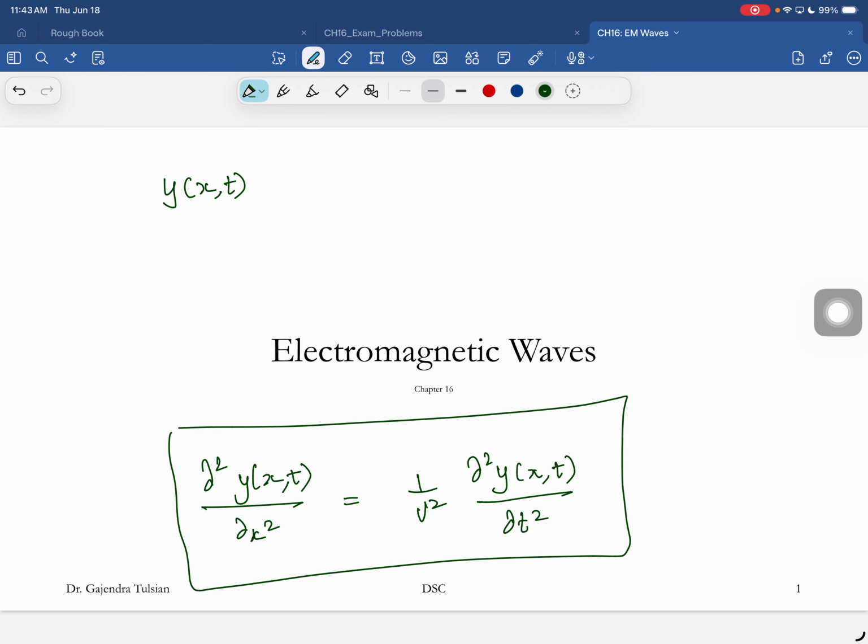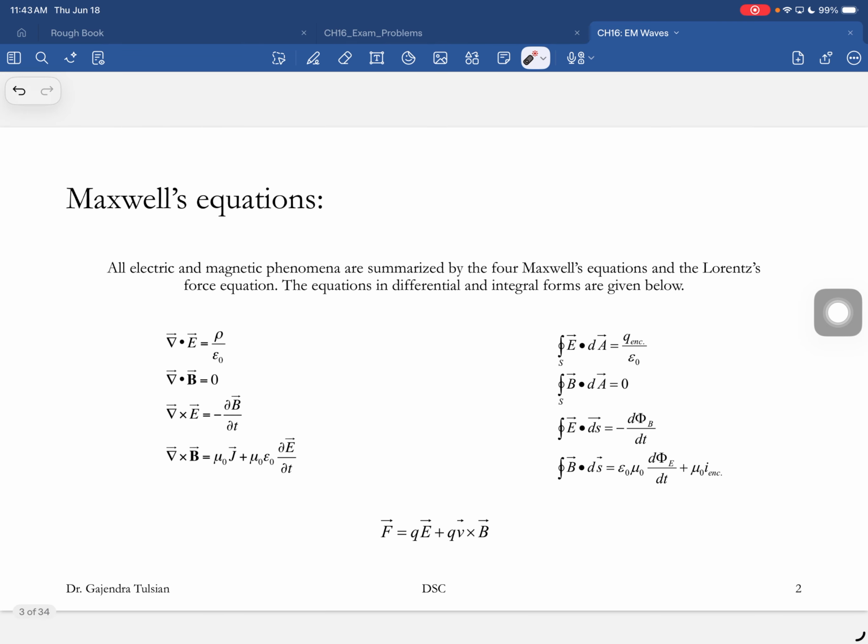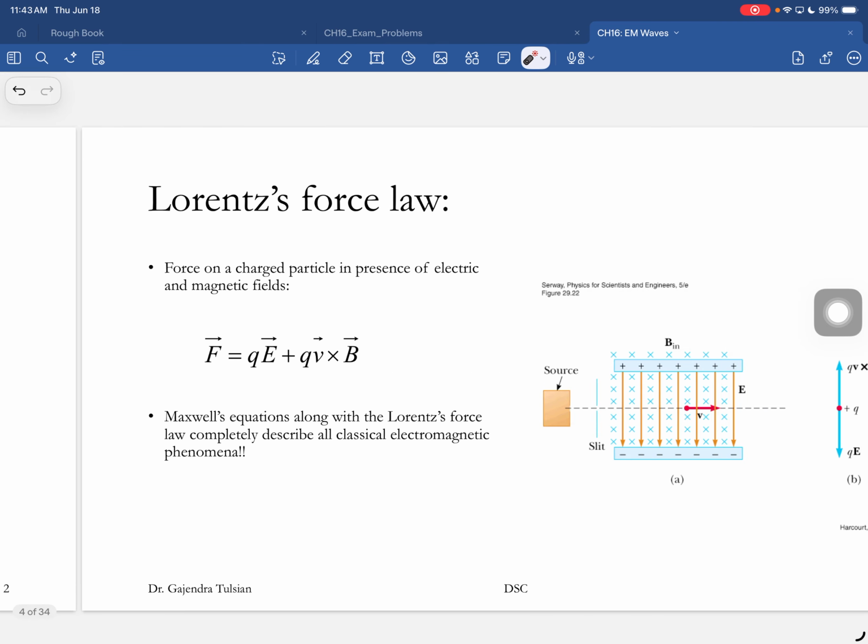I'll point out one thing. Dimensionally, this is a distance, and it's a second derivative, so you have distance squared here in the bottom. Velocity times time is distance, so distance squared. That's where the velocity comes in, and that's the speed of the wave.